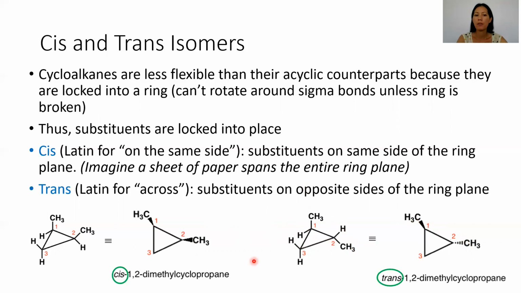These are different compounds. The first one, on the same side of the plane of the ring, we say that's cis, and they're either both up or both down. If you flip the molecule over, these all rotate in space, and both down is the same. Or one up, one down, it's trans.